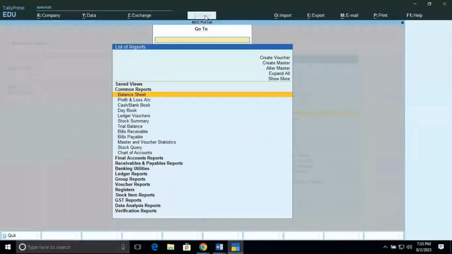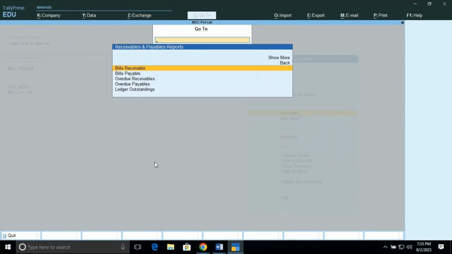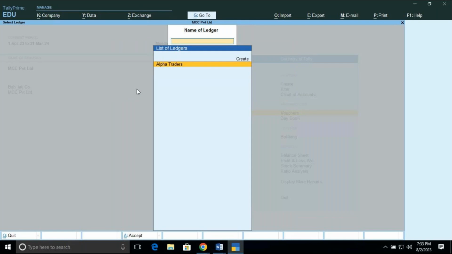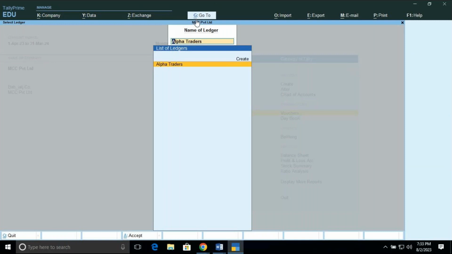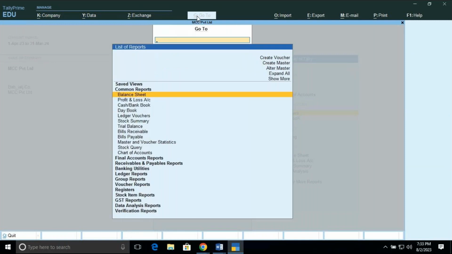So two are over. Here also, please see, if you go to ledger outstanding and say Alpha Traders, it will show the list of ledgers which are outstanding. In our case, it's only one ledger. Enter. See, pending amount 9 lakh 50. Now, come on, tell me some more places where you can get it.